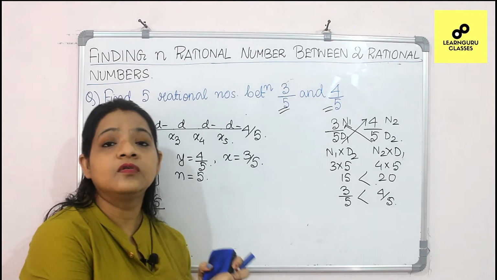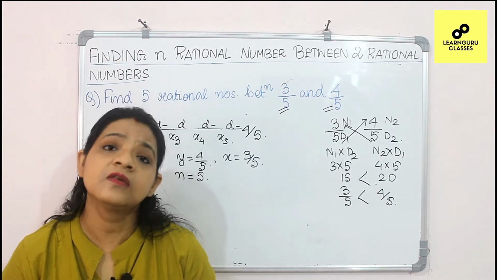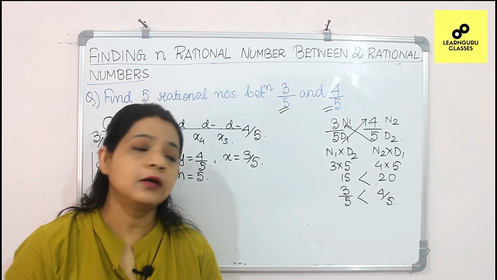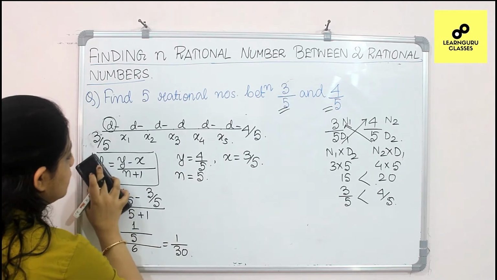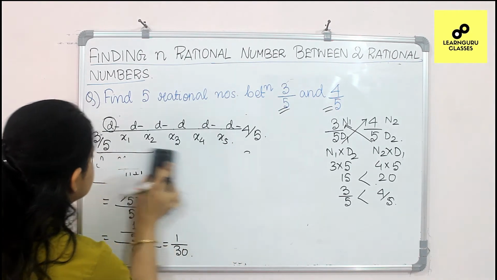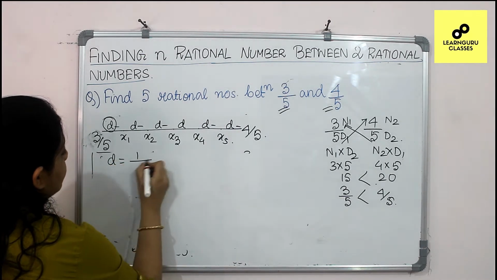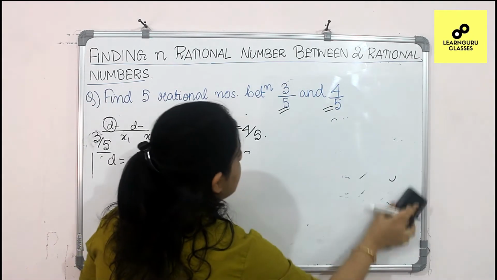Now you will be using the value of the common difference to solve with both the second method and the third method. So I am rubbing out all the mathematical calculations. Only I will keep the value of D, that is 1 by 30. So let's solve the sum.